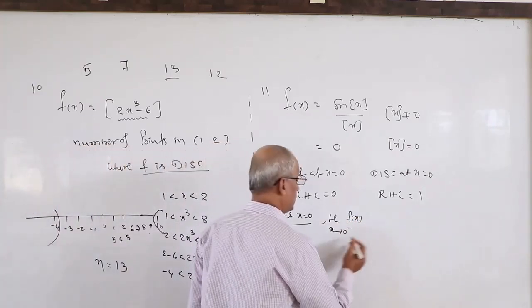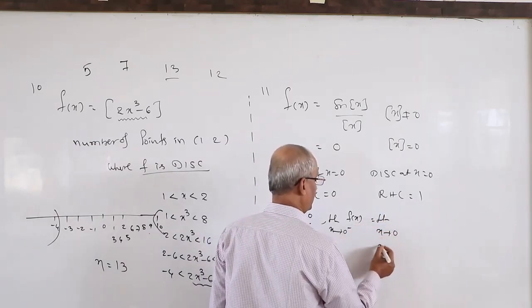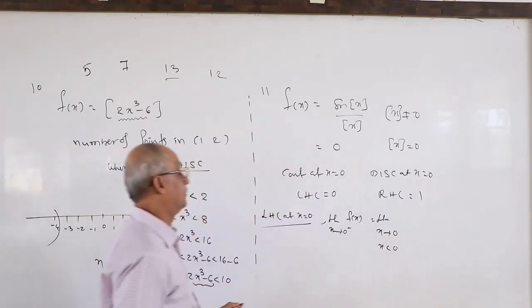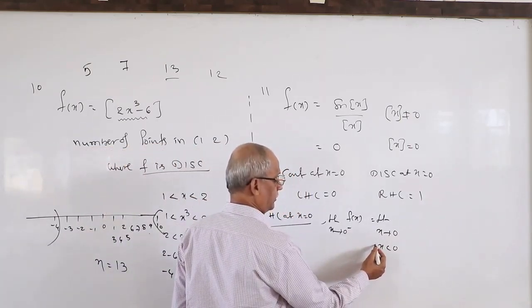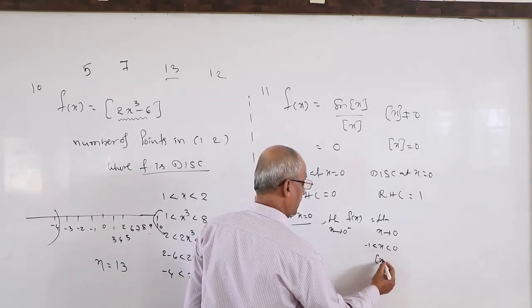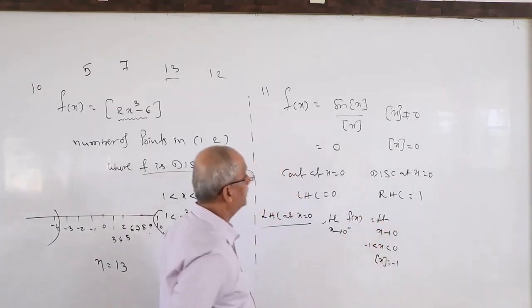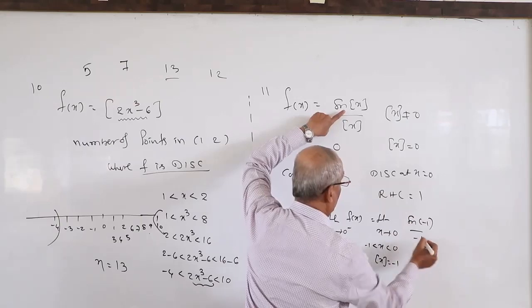When x tends to 0 minus, what is the meaning? x tends to 0 only, but x is less than 0, which means the left side. What is the important number? Minus 1 is important. In this case, what is the step of x value? Minus 1. Now write down sine of minus 1 by minus 1.